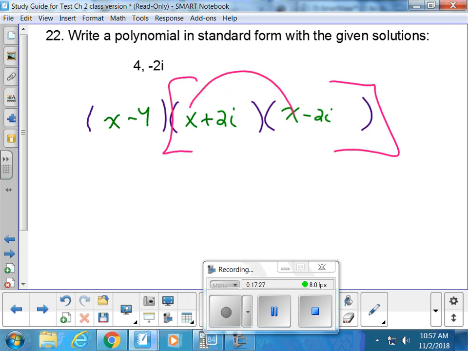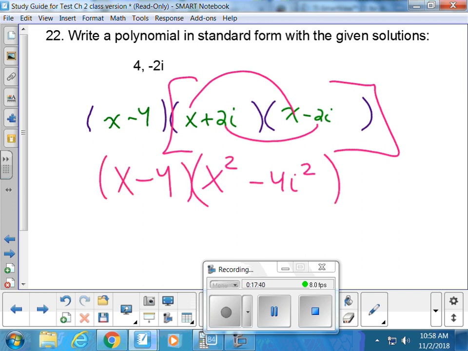What is x times x? X squared. And then what is 2i times -2i? -4i squared. And then, whoop, whoop, whoop. What is that alarm, boys? Because i squared is -1. So what do we got to do? Make it a +4. Very good.